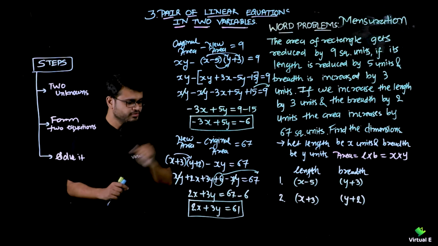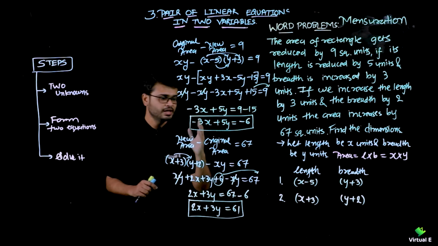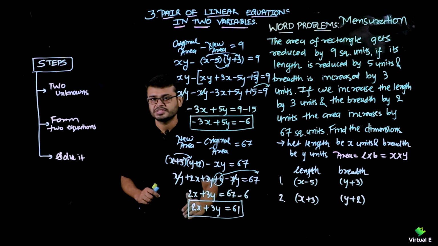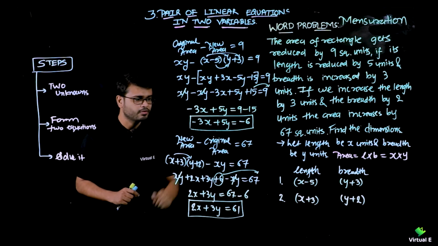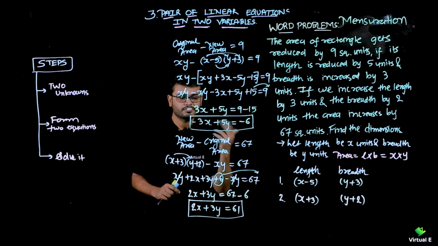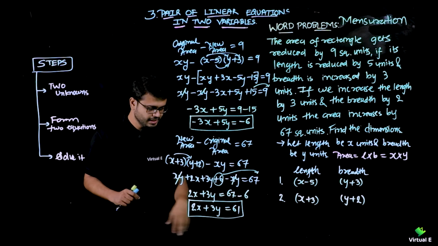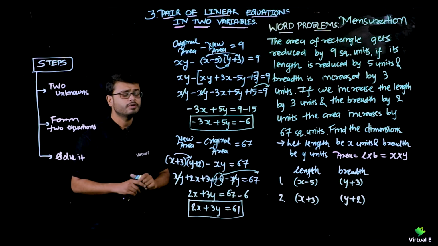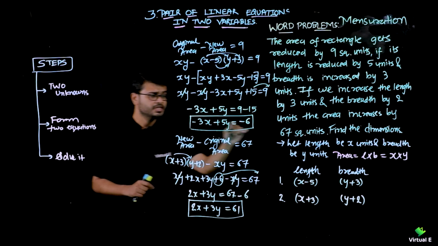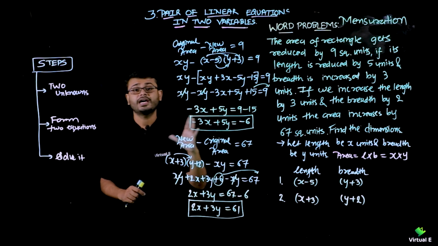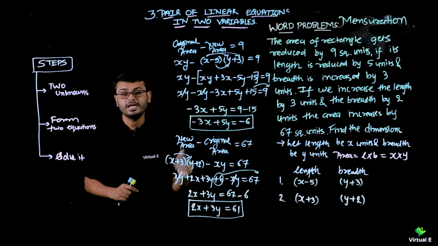So let's observe first of all the coefficients: minus 3, 2, plus 5 and plus 3. Let's forget the constant for a while. So how to do it? Any idea? Minus 3x plus 5y is equal to minus 6 and 2x plus 3y is equal to 61. We can do one thing, we can multiply this equation with 2 and this equation with 3. Then their coefficients will be equal.